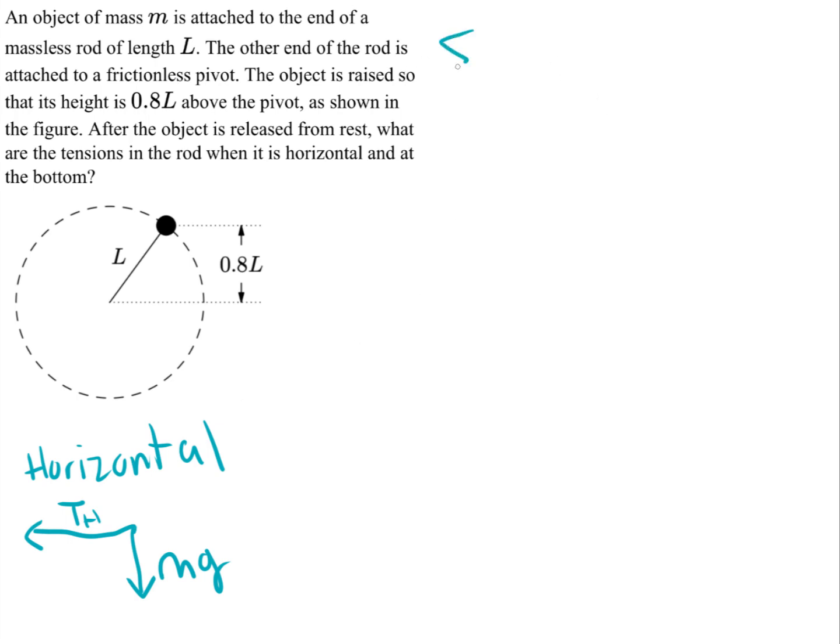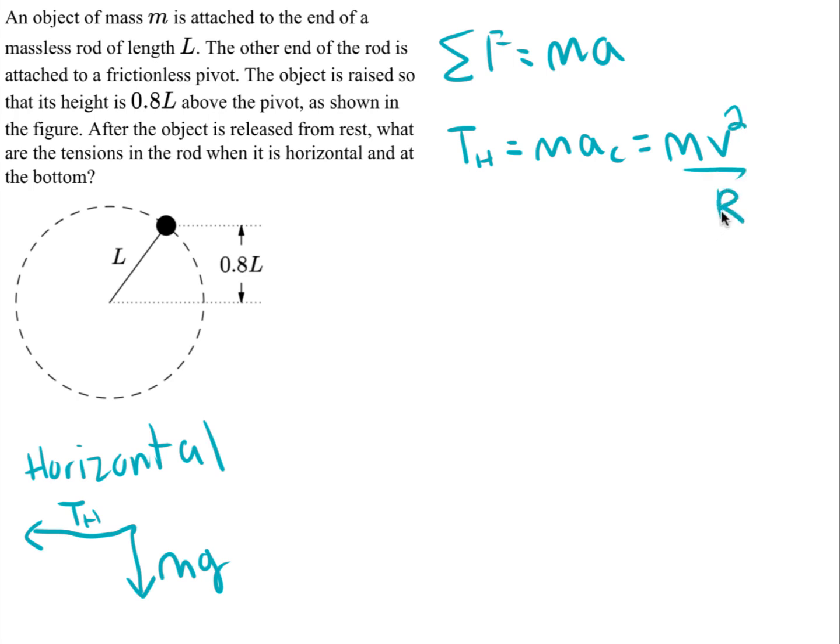So from this, if you remember Newton's second law, it says that the summation of all of the forces, or the net force acting on an object, is equal to its mass times its acceleration. So we can write it for the radial direction, that the tension at the horizontal position is equal to the object's mass times its centripetal acceleration, or radial acceleration towards the center of the circle. And this acceleration is necessary to keep it moving in this circle. And the centripetal acceleration is given by mv squared over r. And in this case, r is simply the length of the massless rod, so it has a length L. And so our tension at the horizontal position is equal to the mass times the velocity squared divided by L.